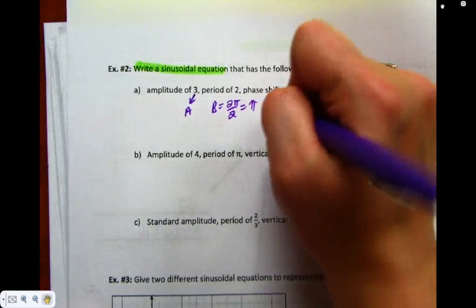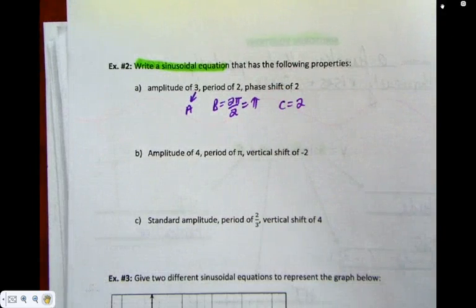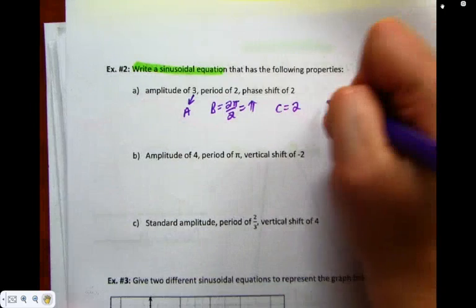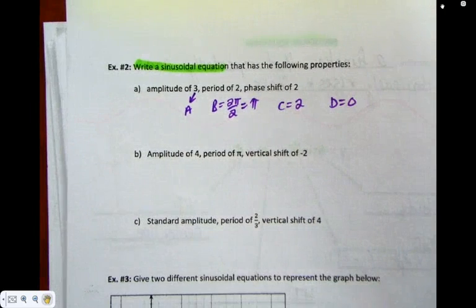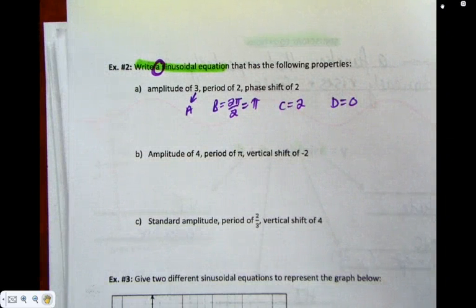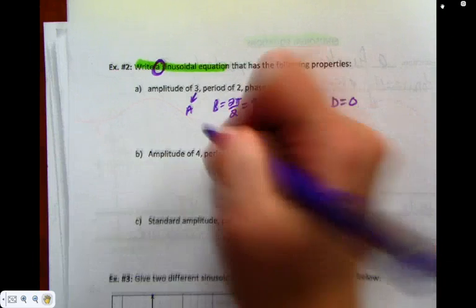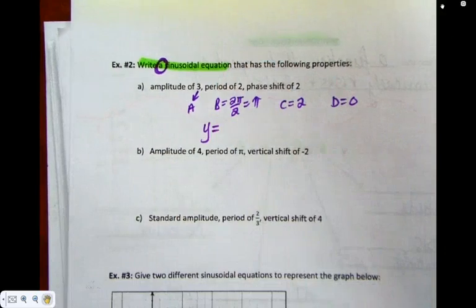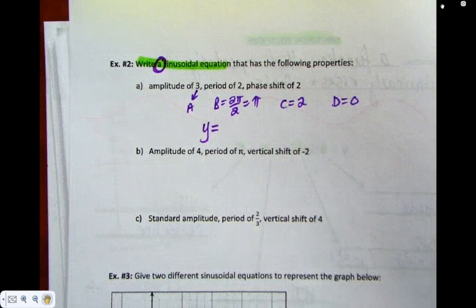Phase shift is the c value, and that's going to be 2. And I don't have a center line, so it tells you that d value in the equation is nothing. I'm not going to have to worry about it. Now I want to note that the question says a sinusoidal equation and not the sinusoidal equation, because you can get creative here. You can use cos or sine, it doesn't matter. You could have a negative amplitude, it doesn't matter. You can do a whole bunch of creative things here, and they're all going to be correct answers.